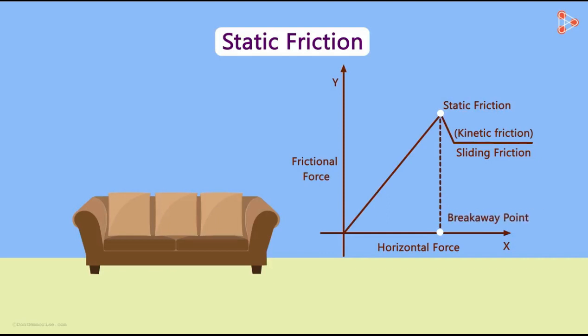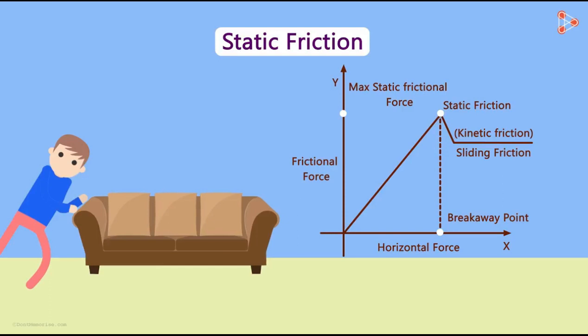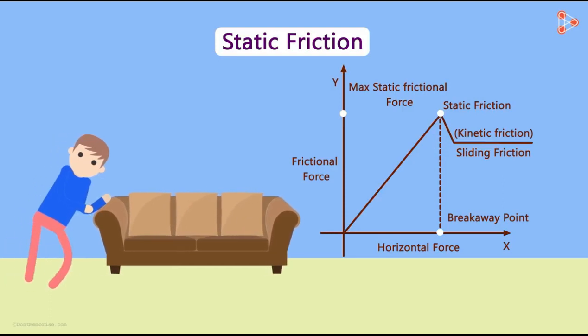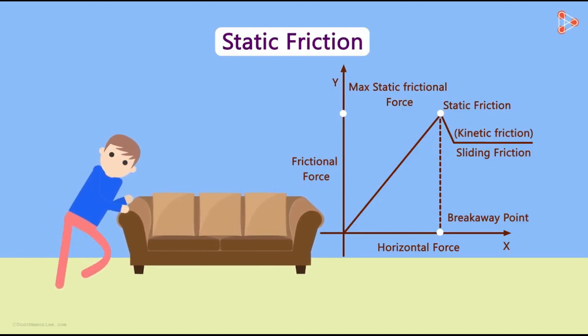Is there anything else you noticed in the graph? Why is this line at a lower level than the maximum static frictional force? The reason is simple. If you have ever pushed a sofa or some heavy object on the floor, you would have realized that pushing it is a little easier when it's in motion. Yes, it's because the sliding friction is lesser than the static friction that's offered by the floor. That was the concept of static friction for you.